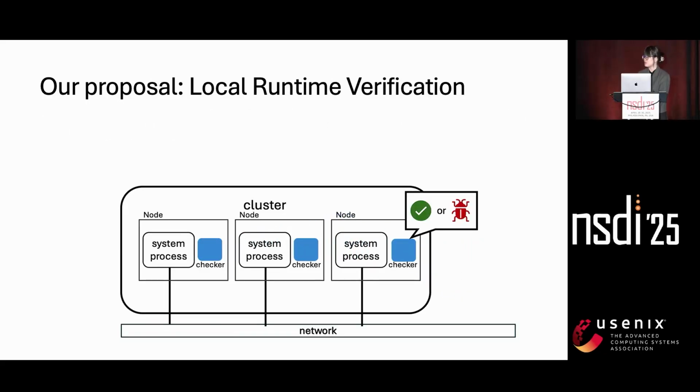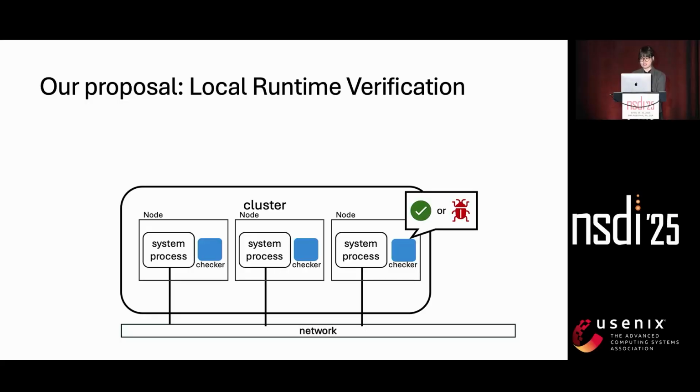So in our project, Ellsberg, we proposed a new method to verify the correctness of existing distributed system implementations at runtime, but in a local way. The overall architecture of Ellsberg is as the picture. In each node, there is a local Ellsberg instance running with the system process to check whether the system process is running correctly.